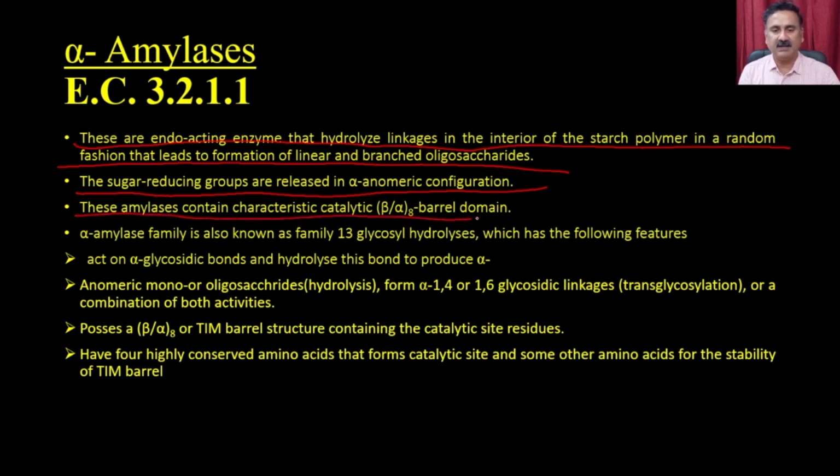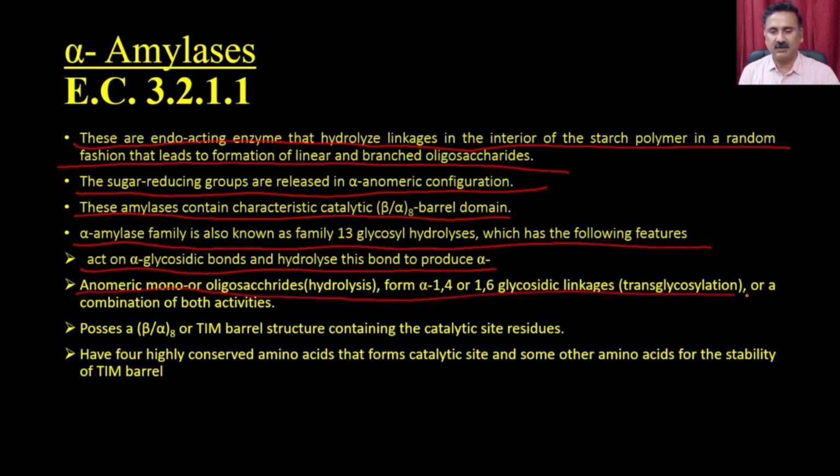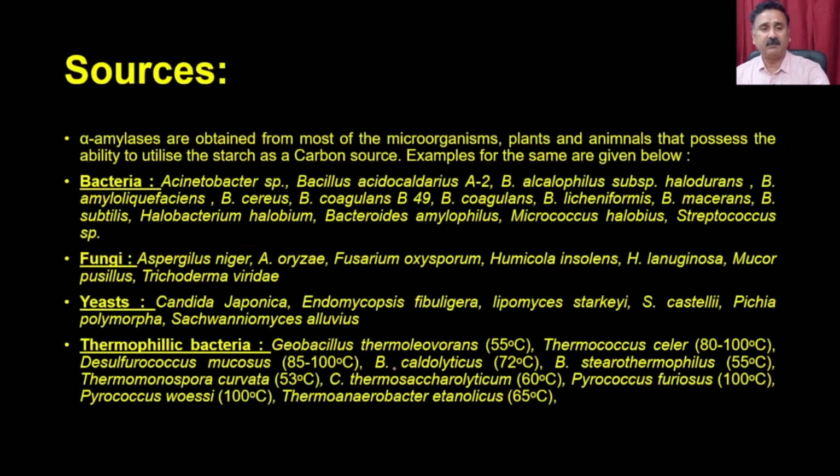These amylases contain a characteristic catalytic barrel domain. The alpha amylase family is also known as family 13 glycosidases, which has the following features. It acts on the alpha glycosidic bond and hydrolyzes this bond to produce alpha chains, and you can have the anomeric mono or disaccharides from this, and it possesses the TIM barrel structure containing the catalytic residues.